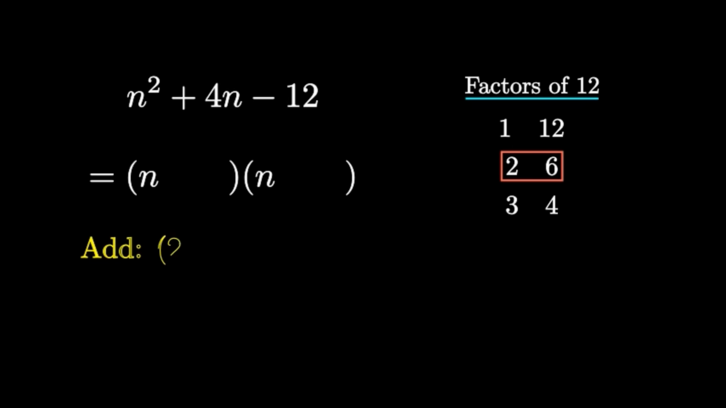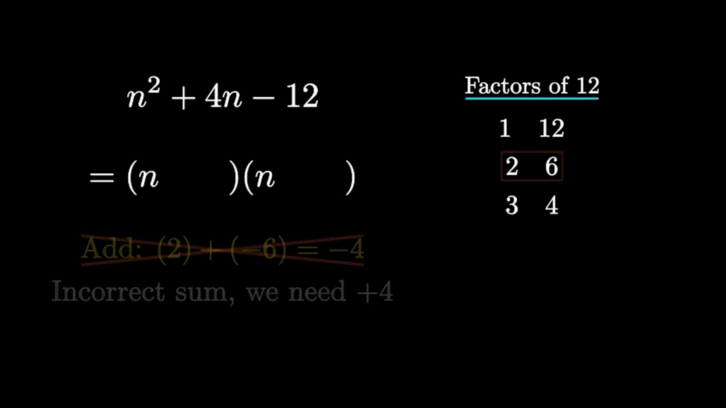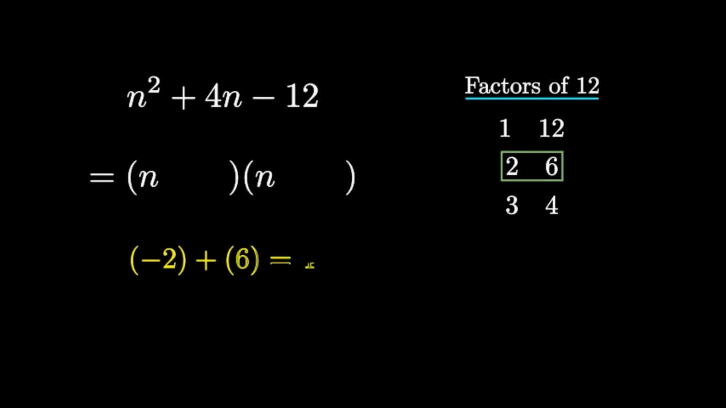But we have to be careful with the signs. If we put plus 2 and minus 6, that's going to give me a negative 4. We can't use it like that, but we can still use 2 and 6. We just have to make sure we use the right signs. What we need is a minus 2 and a plus 6, because that's going to give me a positive 4. So we're going to pick that and insert it there, and we're going to have n minus 2 times n plus 6.